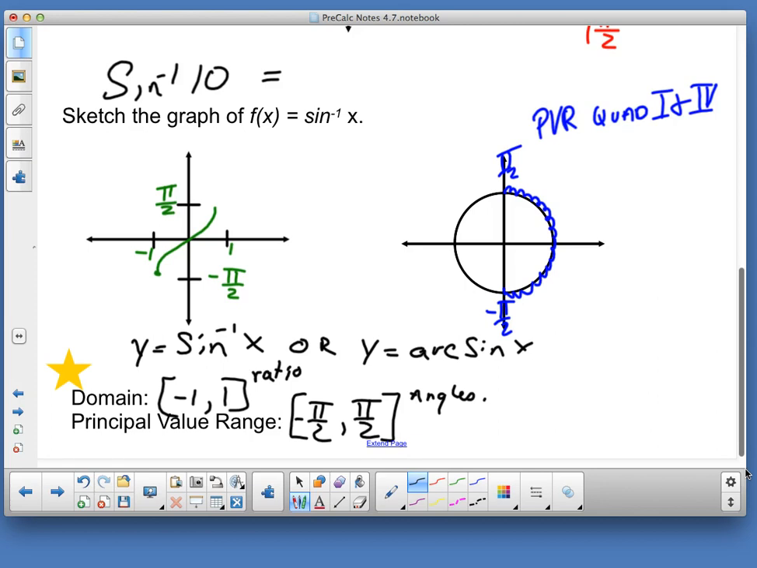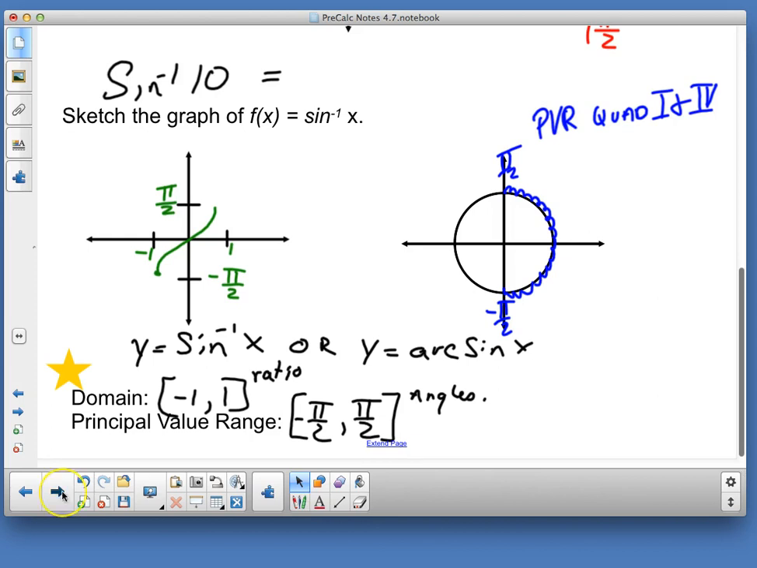You will never have a ratio value for sine or cosine that's greater than 1 or smaller than negative 1. So you've got to keep in mind that ratio is a significant piece of information that we're working with. That's why we have this domain on it. If you're trying to put something outside the domain into an inverse sine or arc cosine, your calculator won't work for you. But the principal value range, remember, what you get out of the function should be an angle. In this case, it's going to be between negative pi over 2 and pi over 2 because we've restricted that domain to be between negative 1 and 1.